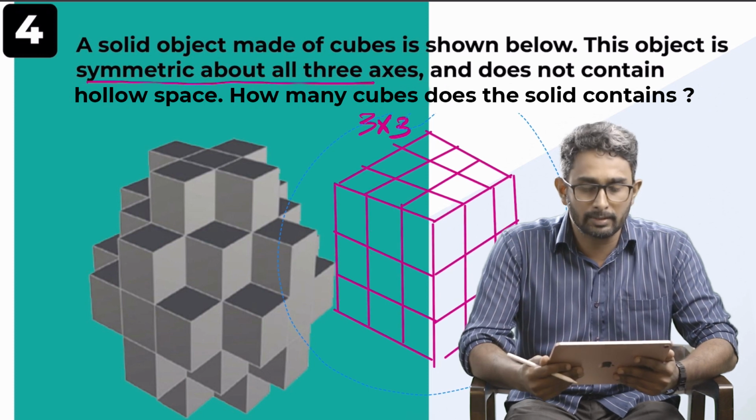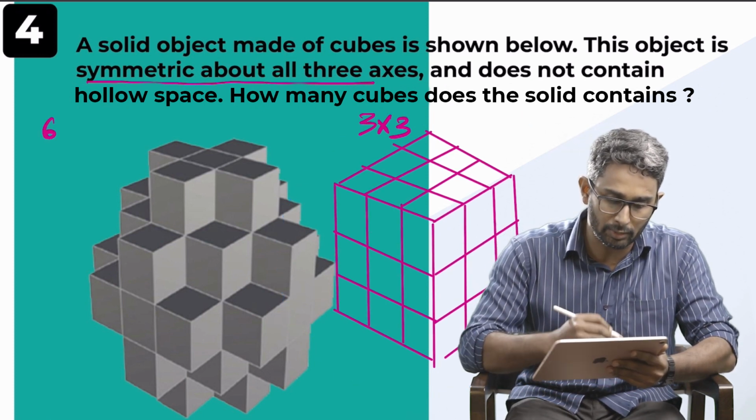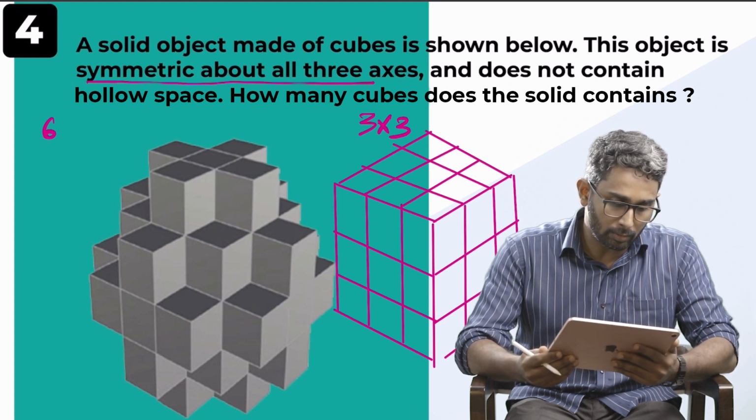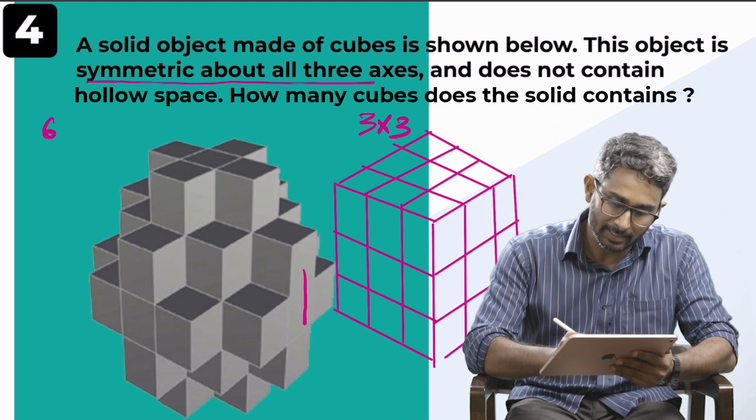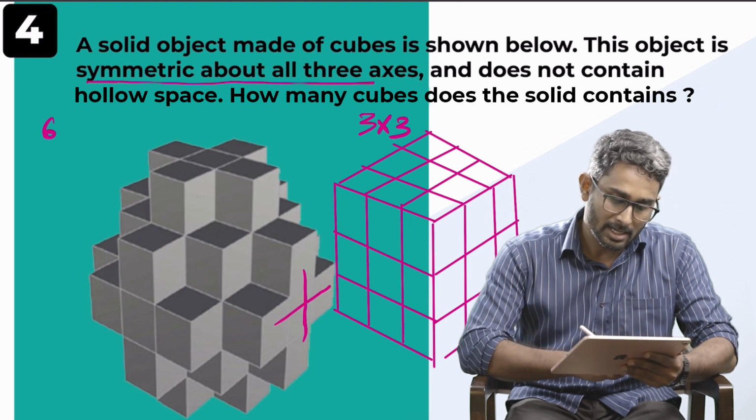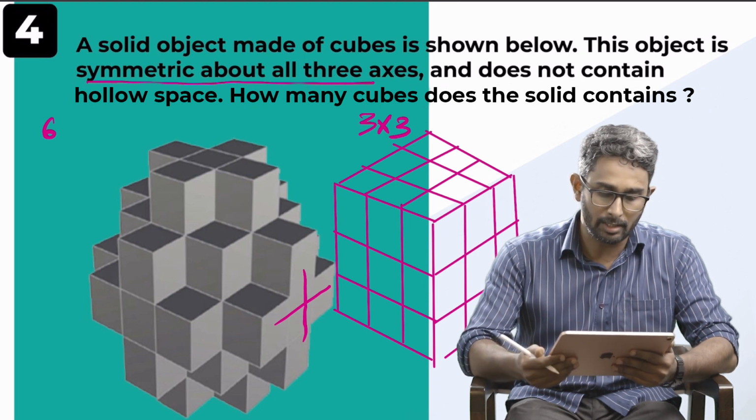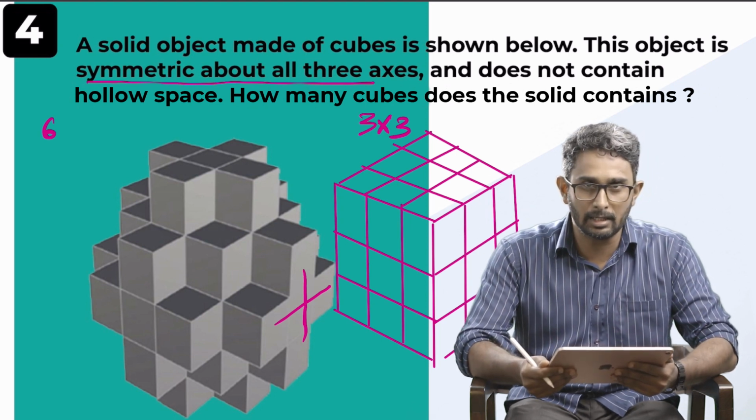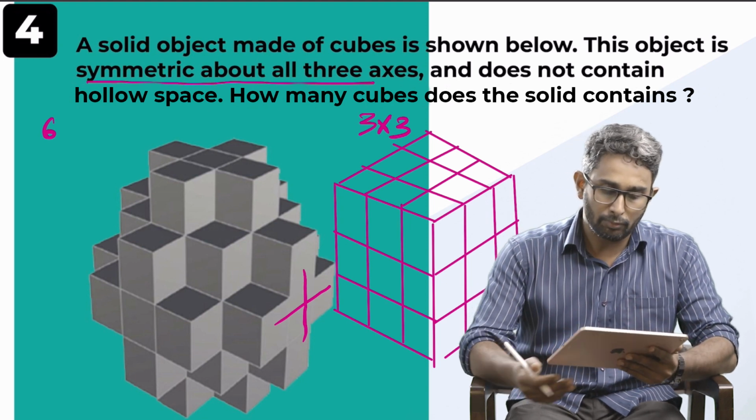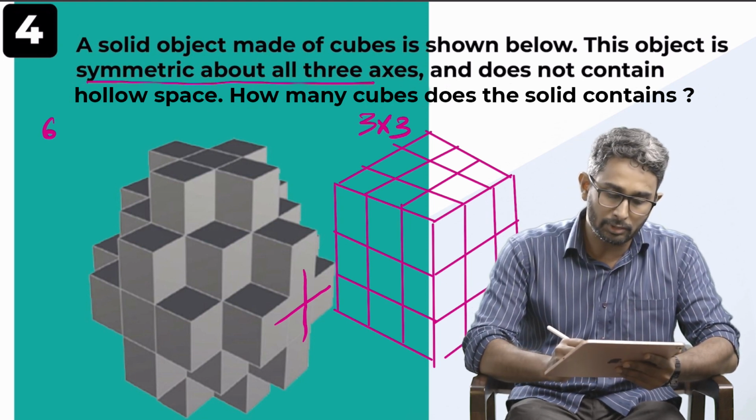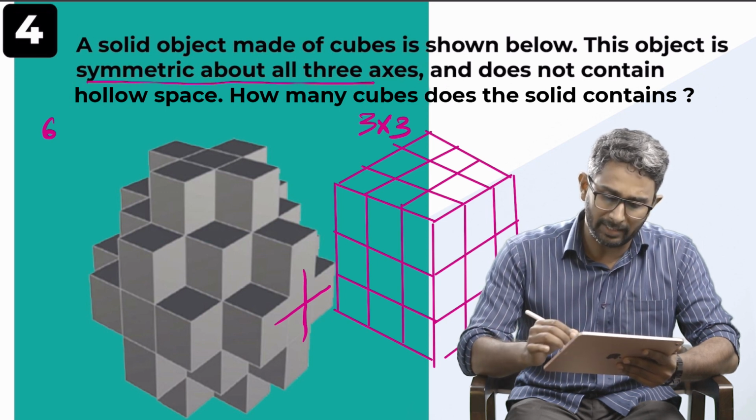for a Rubik's cube, there are 6 faces. If you closely observe this solid object, there is a plus sign, a plus shaped arrangement of cubes on all the 6 sides of this cube. So we can easily count the total number of cubes present in this solid. For a 3 by 3 square matrix, the total number of cubes can be counted very easily.